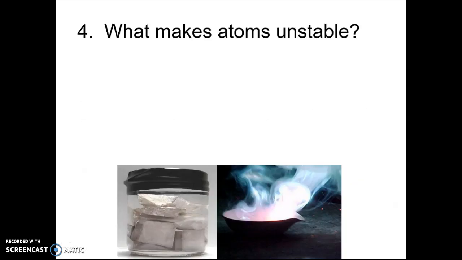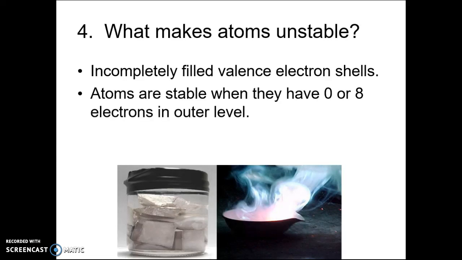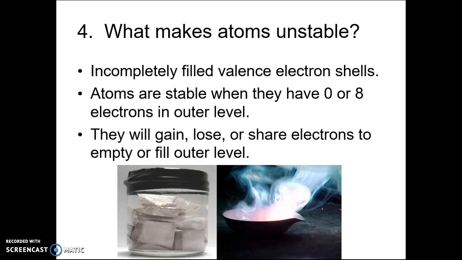What makes atoms unstable? Well, what makes them unstable is having valence electron shells that are not completely filled. In order for an atom to be stable, they need to have either no electrons in their outer shell, or they need to have 8 electrons in their outer shell. Either one of those situations, they will be stable and they will not want to react with other elements. Any other number of electrons, and they are likely to be reactive, in some cases very reactive. Or another way to say that is they are unstable or very unstable.